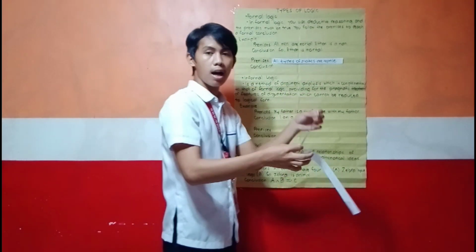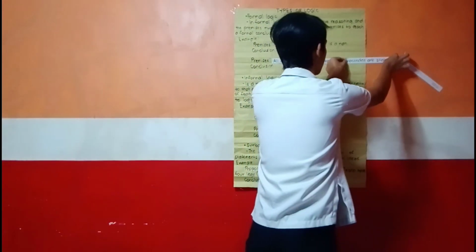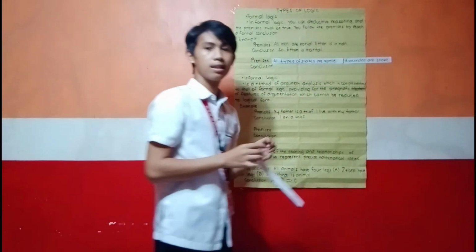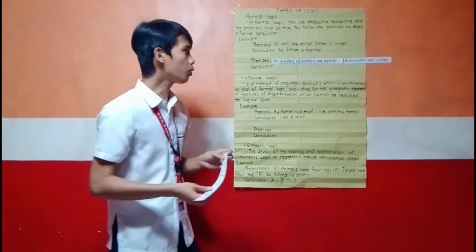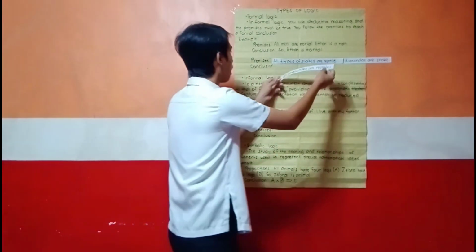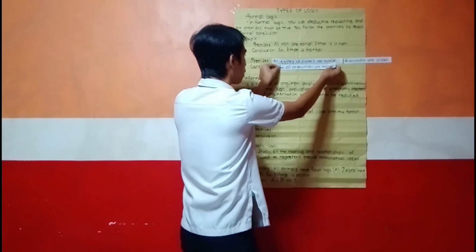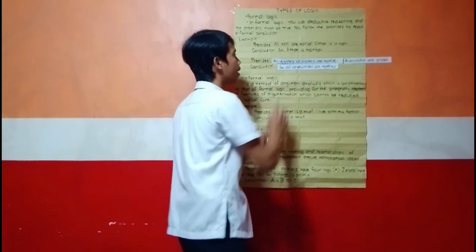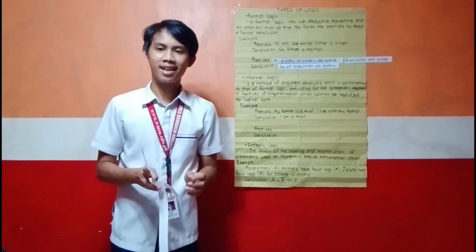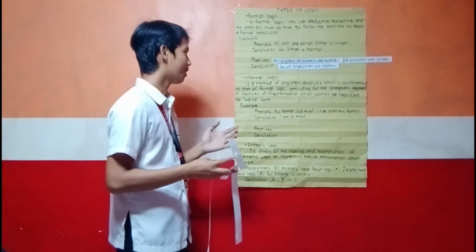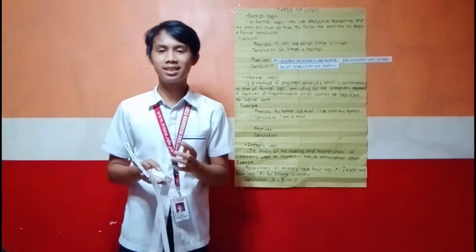So, anacondas are snakes. Our conclusion would be, so all anacondas are reptiles. Then we have informal logic, the second type of logic.